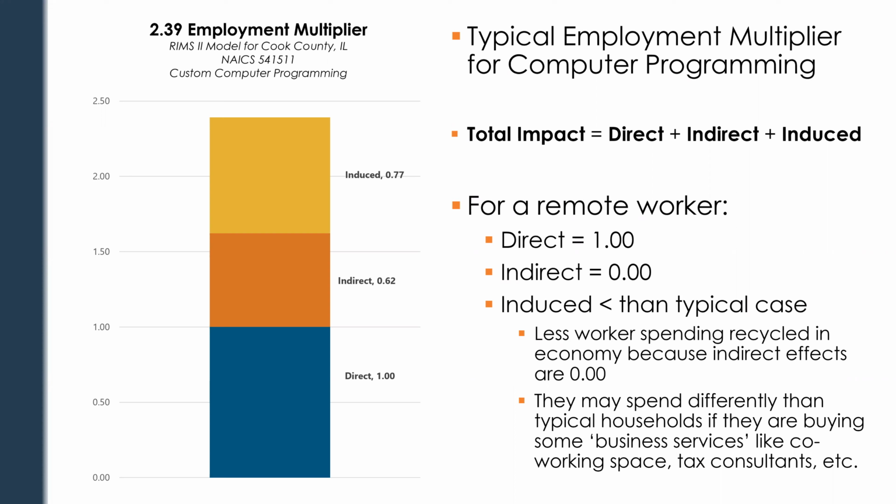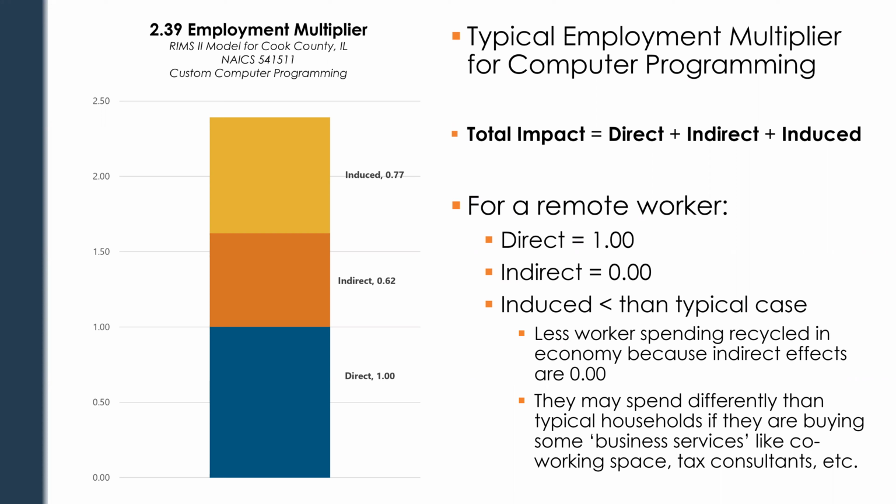So in the typical case, you would have the induced worker spending representative of both the direct and indirect effects, but now our indirect effects are 0. So it's going to be pared back, we think, most likely. They may spend differently. These remote workers may spend differently than typical households if they're buying maybe some business services, quote unquote, like co-working space or tax consultants. So maybe in some way, through that induced spending, technically it's coming through and representing some of the typical indirect activity you would think of.